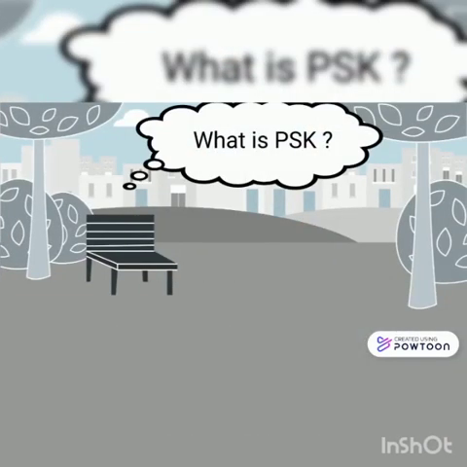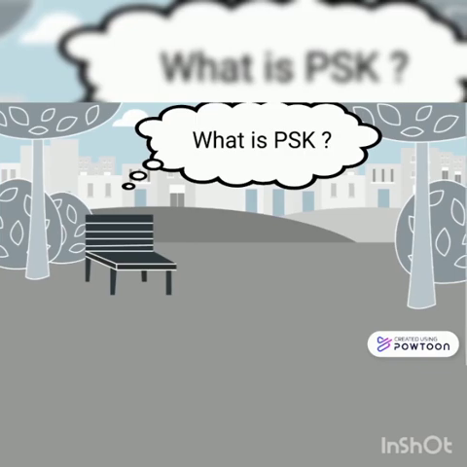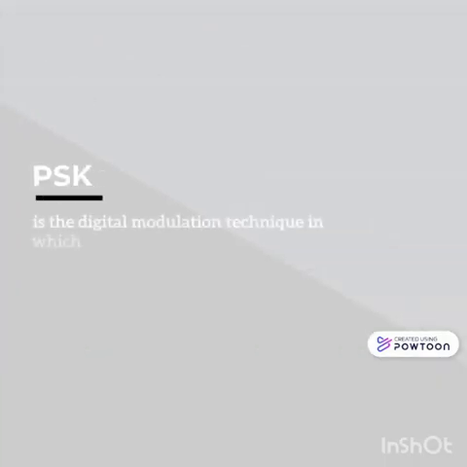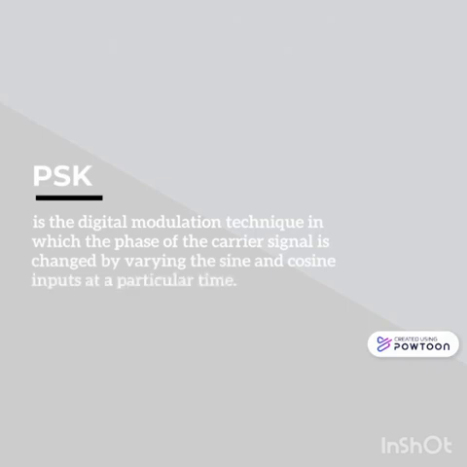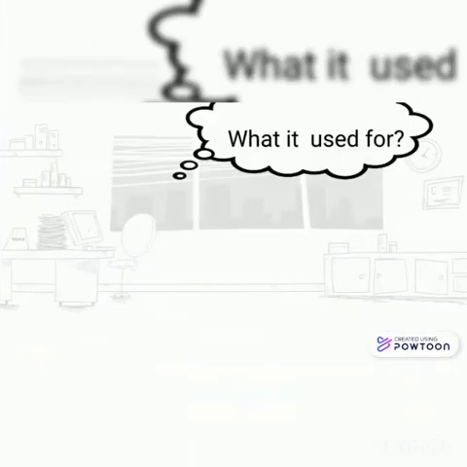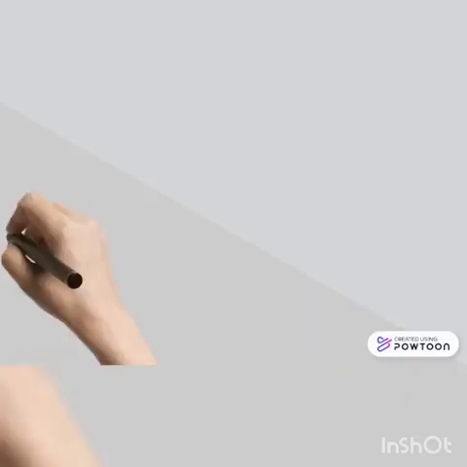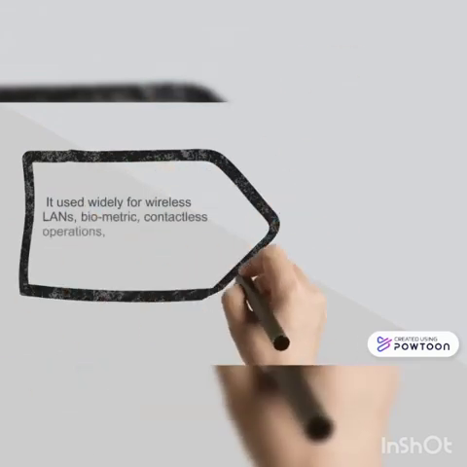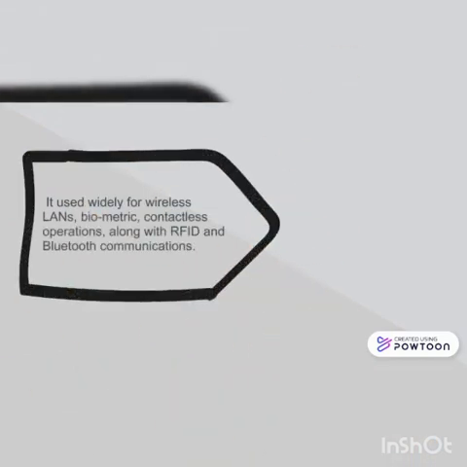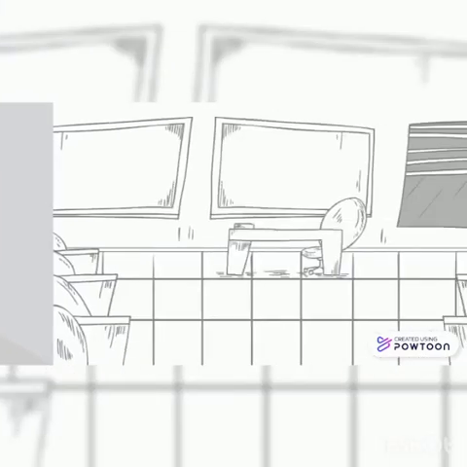So, what is phase shift keying? PSK is a digital modulation technique in which the phase of the carrier signal is changed by varying the sine and cosine inputs at a particular time. What is it used for? It is used widely for wireless LAN, biometric, contactless operation along with RFID.